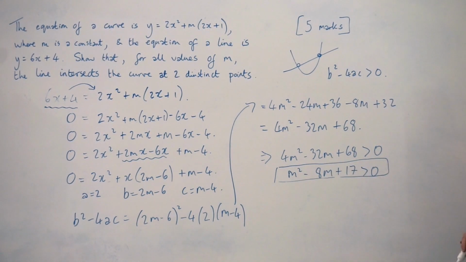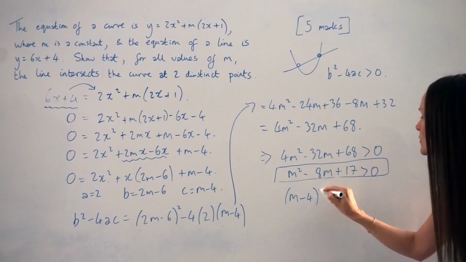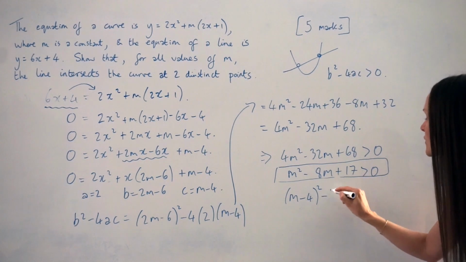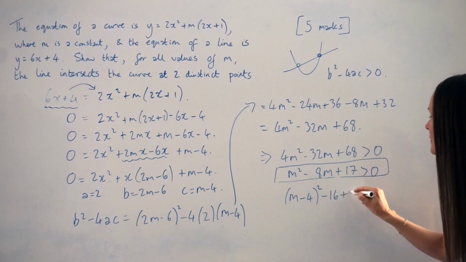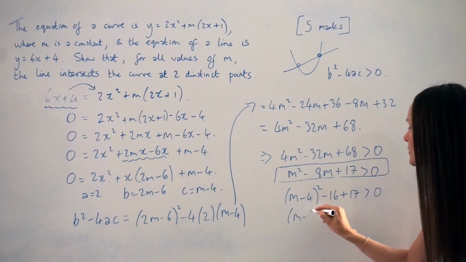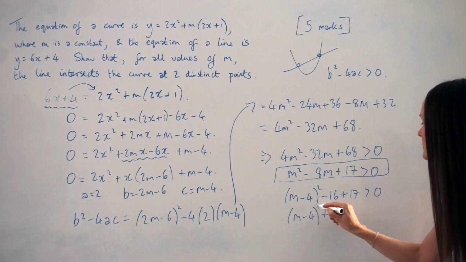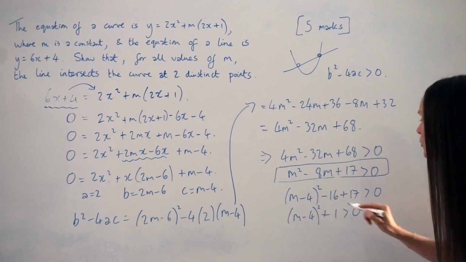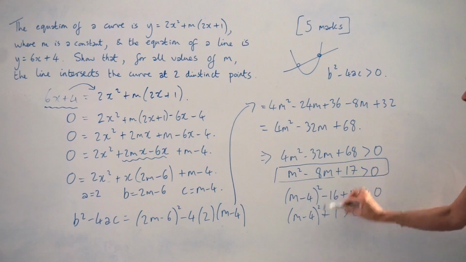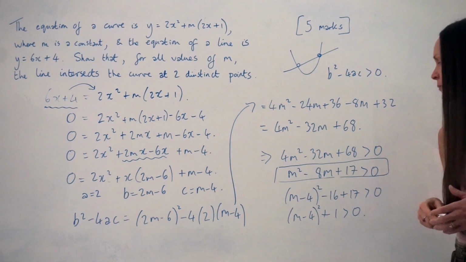If I complete the square, I'm going to have n minus 4 in square brackets. Then I have to subtract 16 and then add the 17. And this will simplify to n minus 4 all squared, and if I add these together, I get 1. All I've done to get from here to here is complete the square. So now it's in its completed square form.